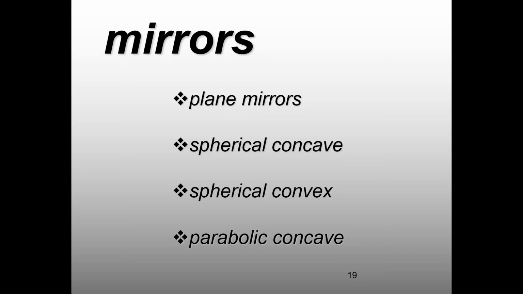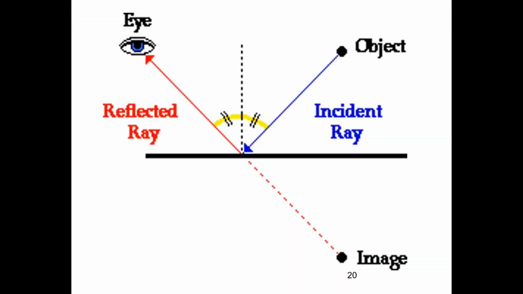And this brings us to the technology associated with reflection, and that is mirrors. We want to look at 4 different kinds of mirrors: plane mirrors, spherical concave, spherical convex, and parabolic concave. First, some basics about all types of mirrors. The thing in front of the mirror is called the object. The image in the mirror is called the image.